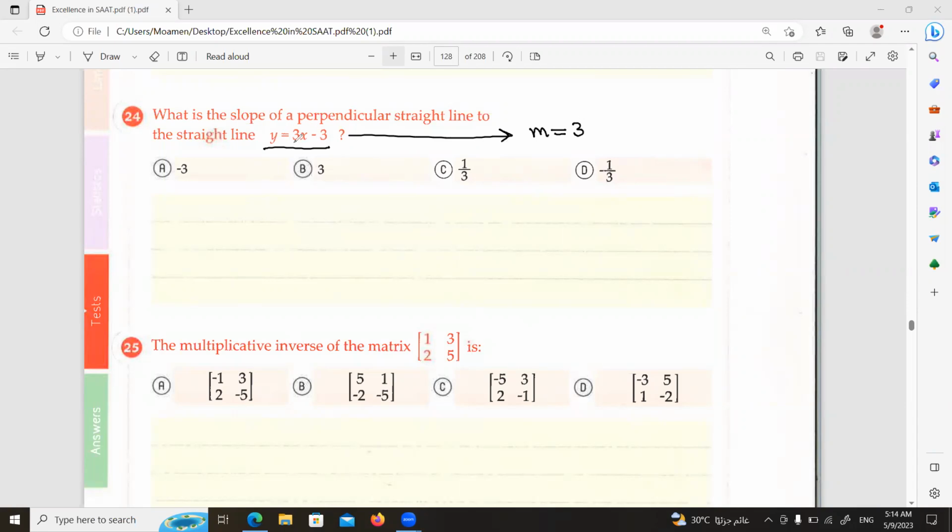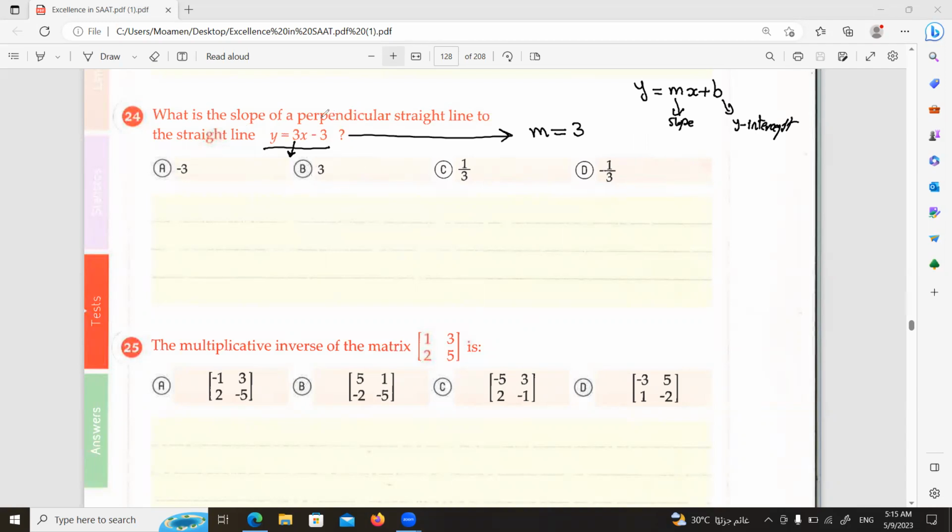ليه يا مستر؟ السلوب هو الكوفيشنت of x يا جماعه. يعني راجع تاني بسرعه على الجنرال رول y = mx + b where m is the slope. الـ m يا جماعه هو السلوب والـ b هو الـ y intercept. طب أنت يا مستر عاوز السلوب؟ أنا عاوز السلوب. السلوب بتاعي 3. طيب تعال نروح بقى للاين ريكوايرمنت.